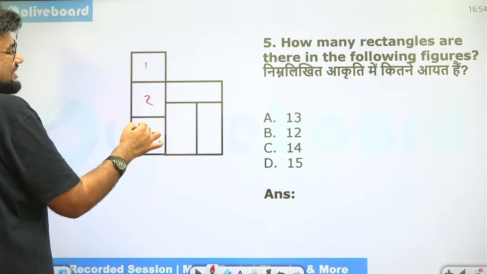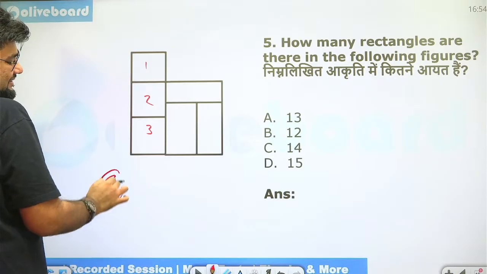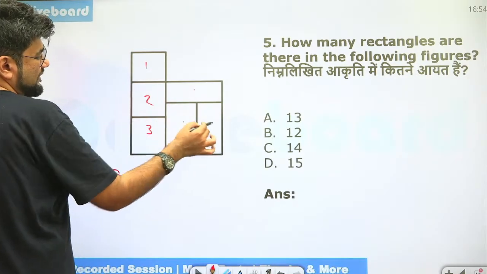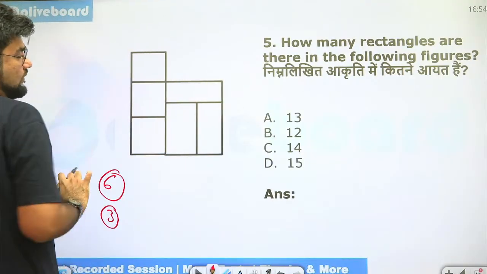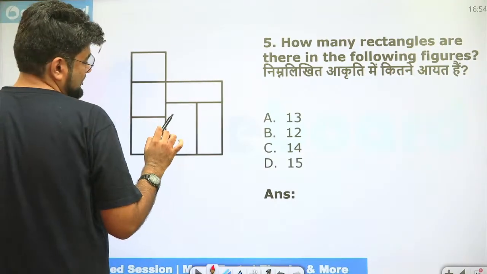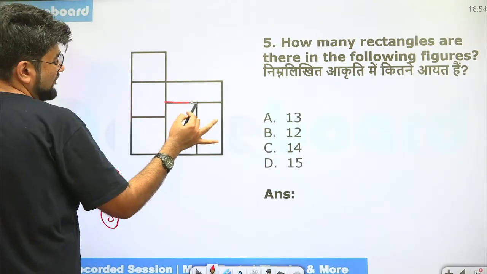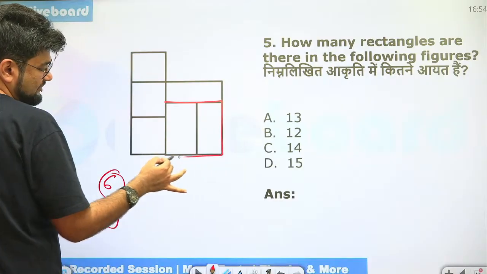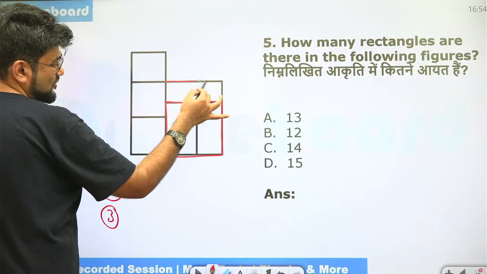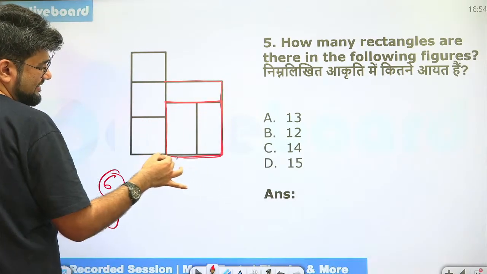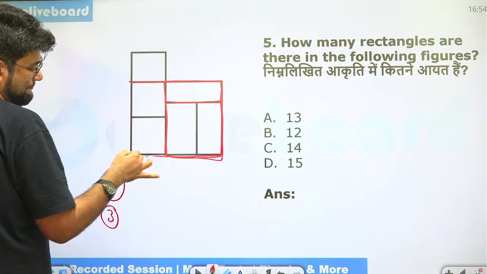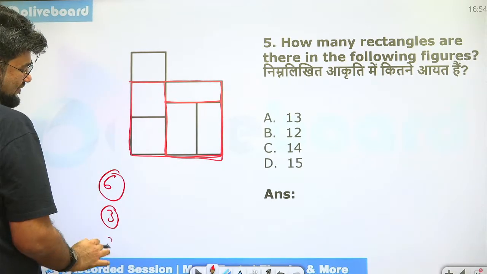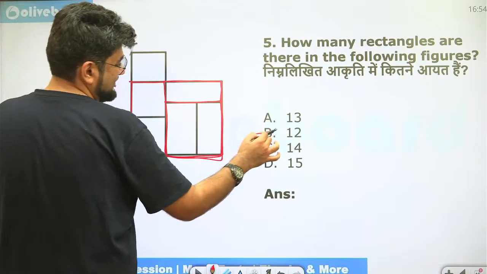1, 2, 3. So 6 in all here. Then 1, 2, 3. 3 more. So we have 9 rectangles already. Now we'll have to look at combinations, that is, manually. So this one we did not count. 1. Then this one 2. The whole. And then this one 3. That's it. 3 more rectangles we'll have. So total 12 is the answer.